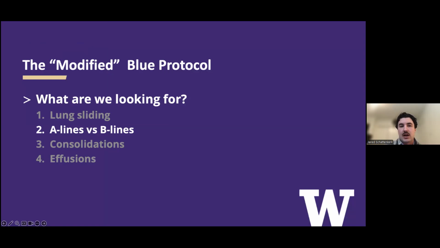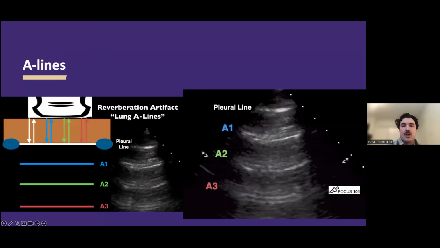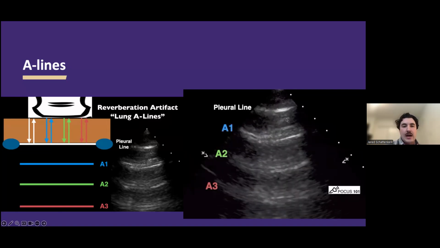We've talked about lung sliding, and now we'll talk about A and B lines. We often think of differentiating whether there is an alveolar filling process occurring. The normal finding is what we call A lines. You can see these repeating horizontal lines, and that is actually an artifact. If there's air in the alveoli, then the pleural line has what's called a reverberation artifact, and it just repeats in equidistant sections. As I mentioned, A lines indicate that there's healthy aeration of the alveoli in most situations.